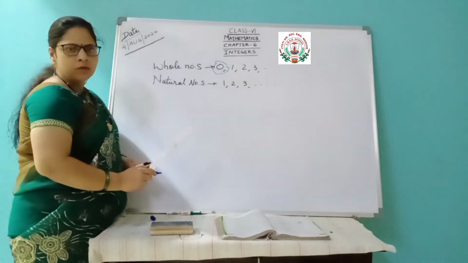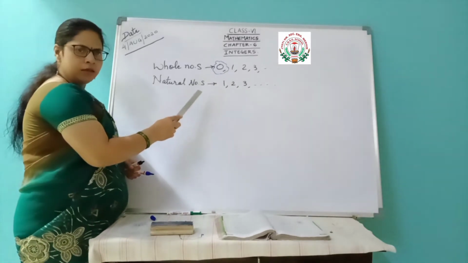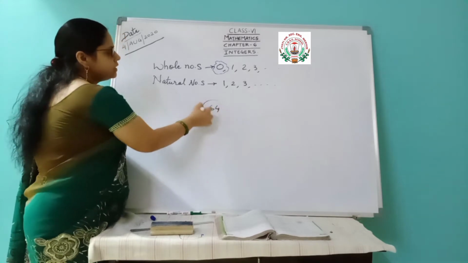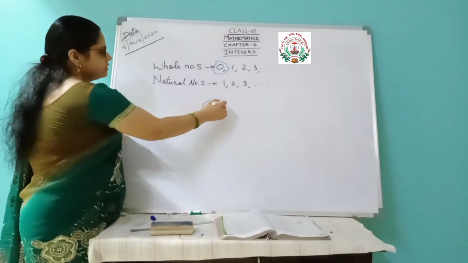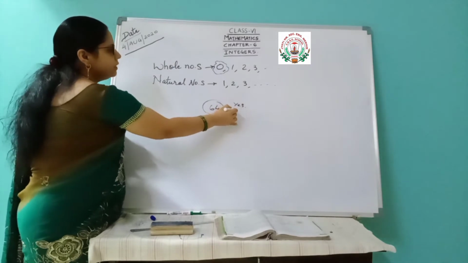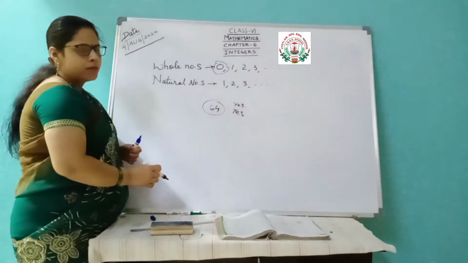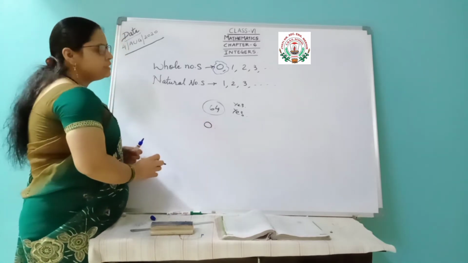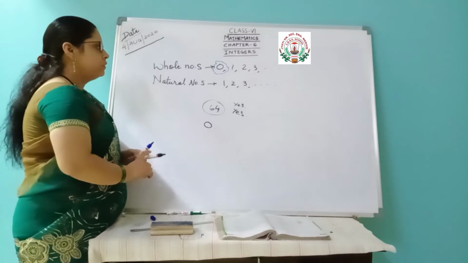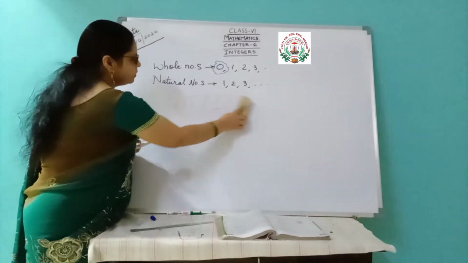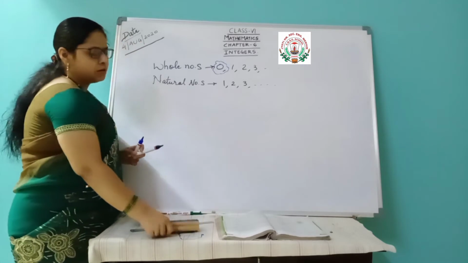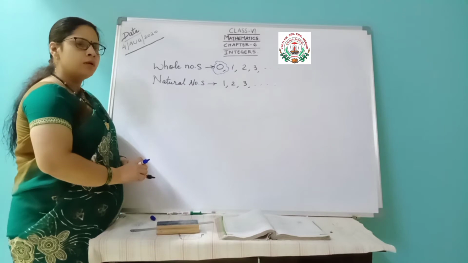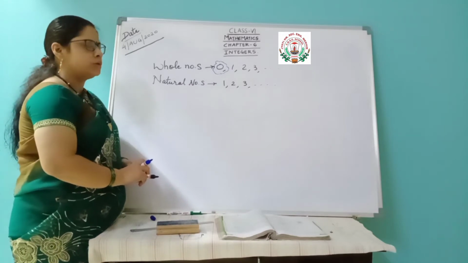If I ask about the number 1, is it a natural number? Yes. Is it a whole number? Yes. If I ask about the number 64, is this number a natural number? Yes. Is this number a whole number? Yes. But if I ask about 0, is this number a whole number? Yes. Is this number a natural number? No. So the major difference between whole numbers and natural numbers is that 0 can be a whole number and 0 will not be a natural number.